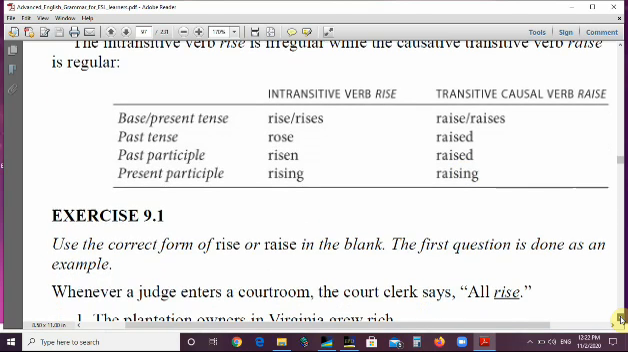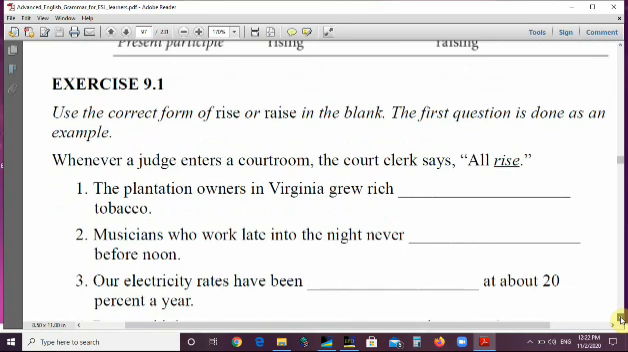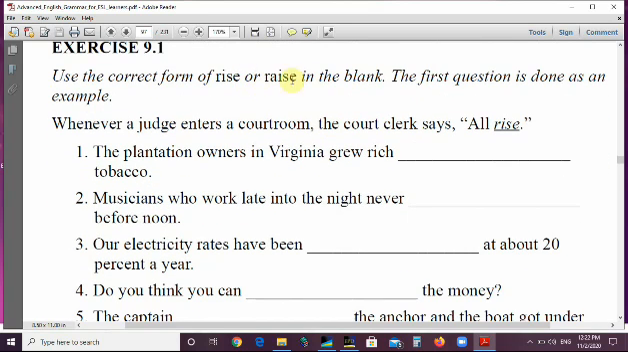We have exercise 9.1. Use the correct form of rise and raise in the blank. The first question is done as an example. Whenever a judge enters a courtroom, the court clerk says, "All rise." Okay, rise here means stand up. You rise. Rise what? It's intransitive.